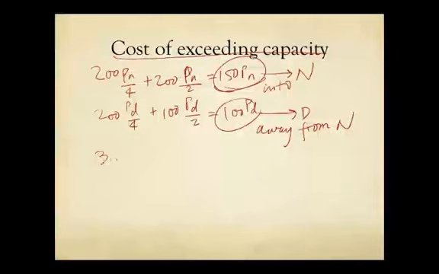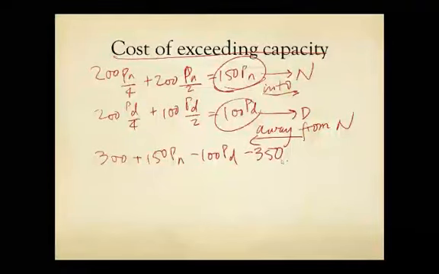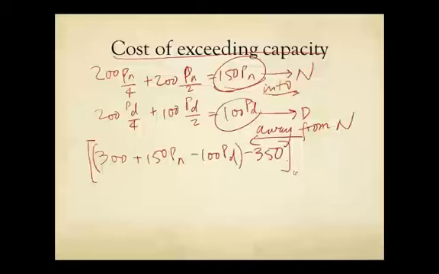So the original nighttime traffic is 300 units, plus 150 Pn is the amount coming in, and then minus the amount going out, minus 100 PD. And then you subtract the capacity you have, which is 350. This entire expression, therefore, is the cost of exceeding the capacity during the nighttime. And more strictly speaking, we should say this expression or 0, whichever is larger. So just in case this expression becomes less than 0, you just take 0, because you can never allow a negative amount of traffic.